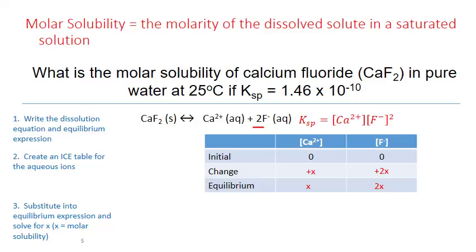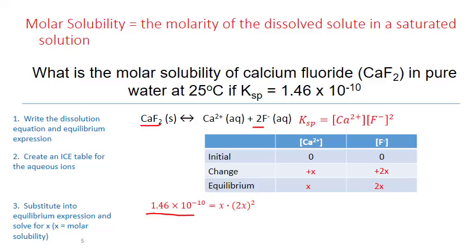Our last step is to substitute these equilibrium values of X into our expression and solve for X. X is the molar solubility. It is the moles per liter of our compound that will dissolve in water. So we substitute X and 2X into our equilibrium expression. We also substitute in the KSP value.